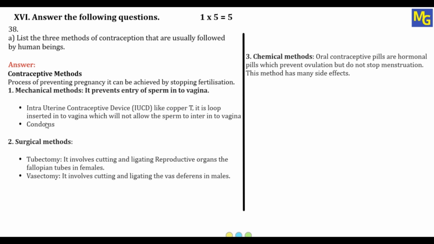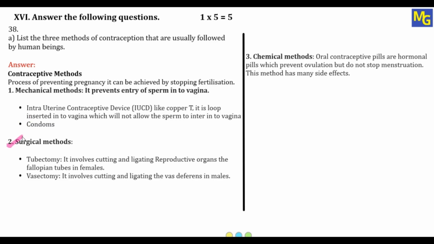So it is a loop inserted into vagina. It is a T-shaped loop which is inserted into the vagina of the female, and which will not allow the sperms to enter. Once the sperms start entering the vagina, those copper ions will kill the sperms or decrease the energy of the sperm, so that the next process will be stopped. Then the second method is condoms, where this can avoid the contact between the sperms and the egg.